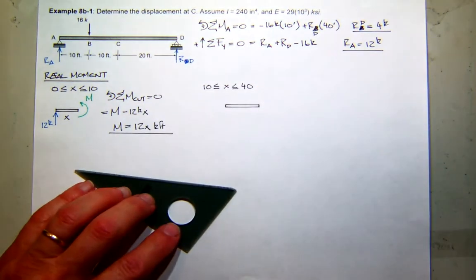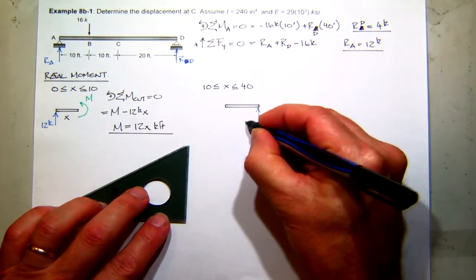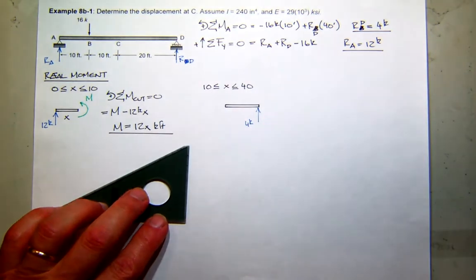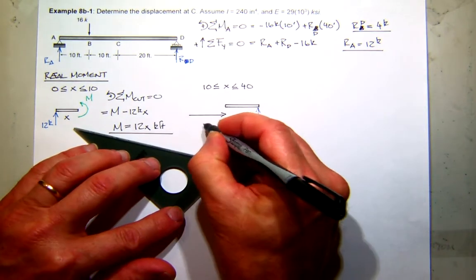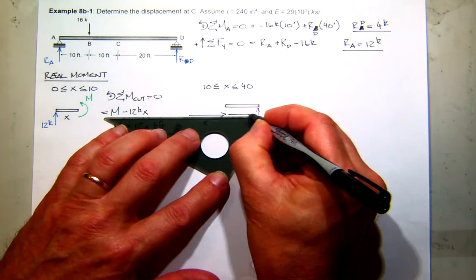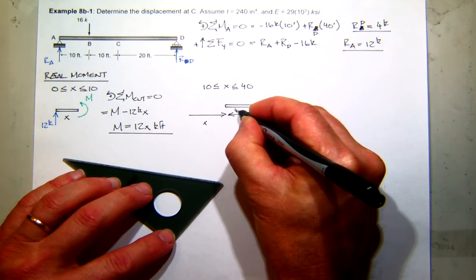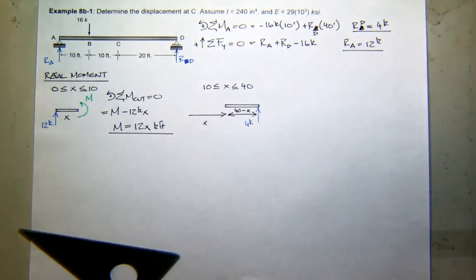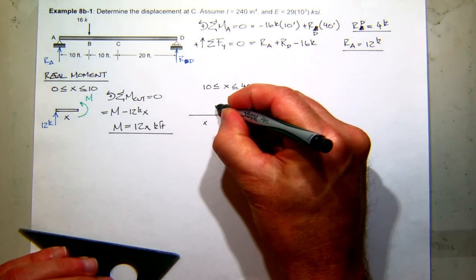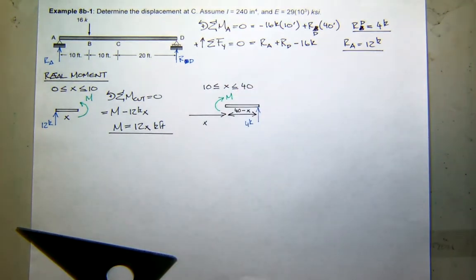So that right-hand reaction at D was 4 kips. And of course, we're measuring from the left up to the cut X. And that means the remaining segment that I have here is going to be 40 minus X. And then I'll be looking at the internal moment there.